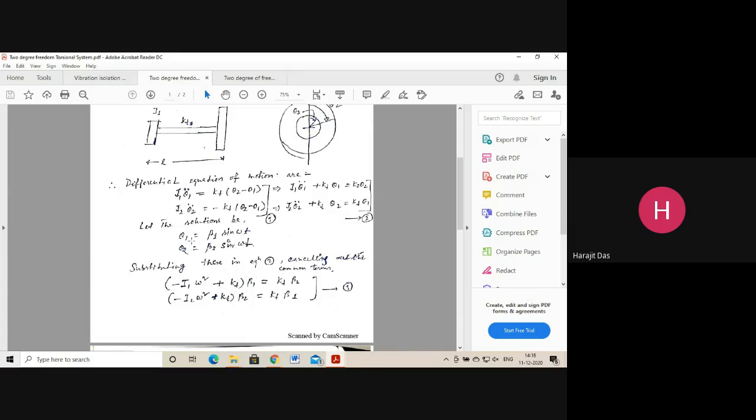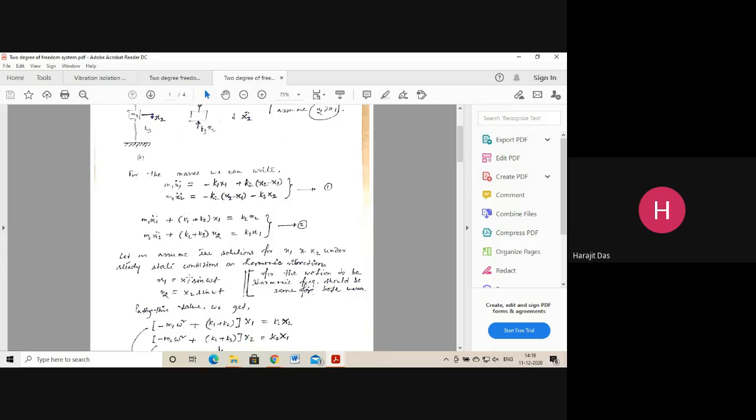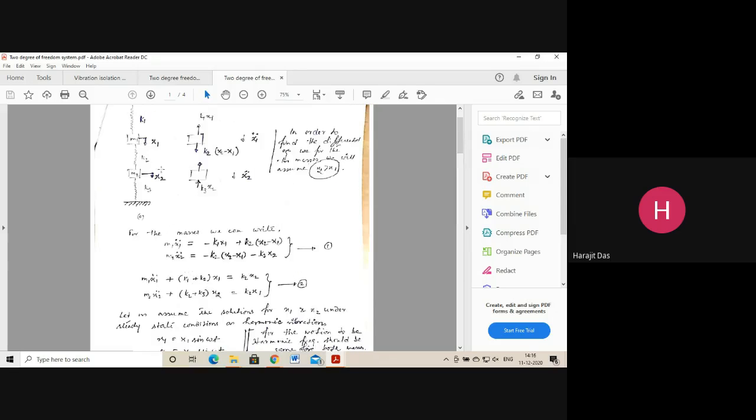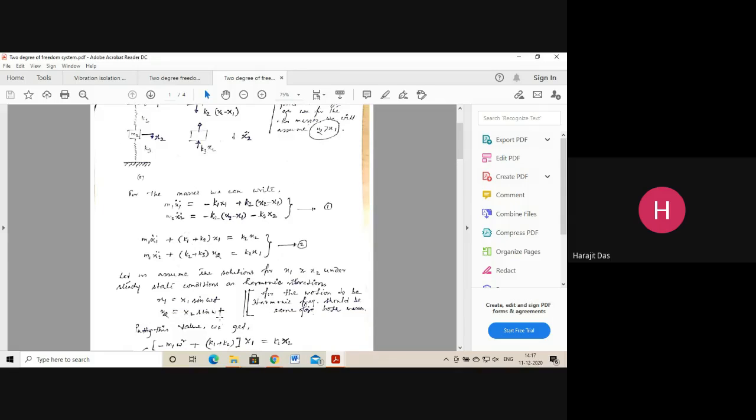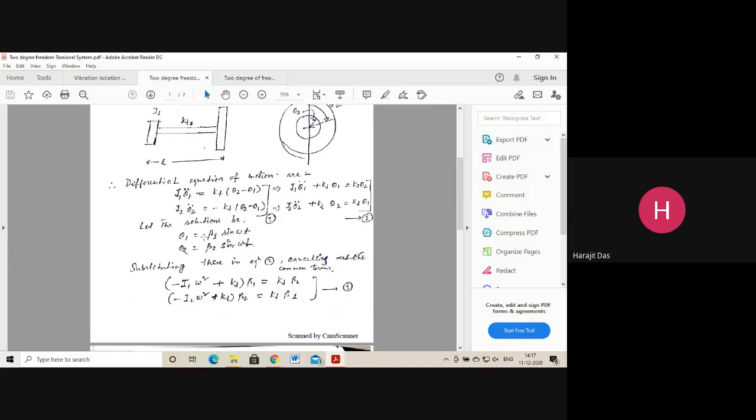So this theta1 will be equal to beta1 sine omega t, because in the earlier case also for this 2-degree of freedom system, we assumed x1 equals X1 sine omega t, where X1 is the steady state amplitude of vibration, and x2 equals X2 sine omega t. So here also we need to assume beta1 sine omega t and beta2 sine omega t for the second displacement, and you can notice the similarity of these two frequencies.